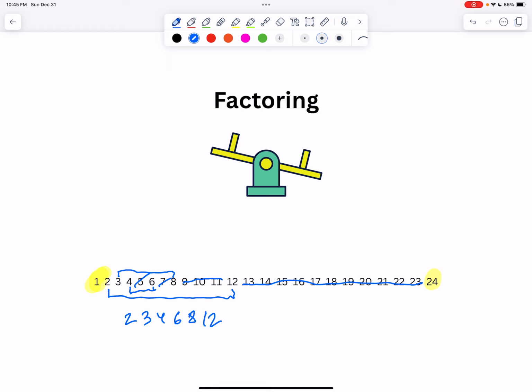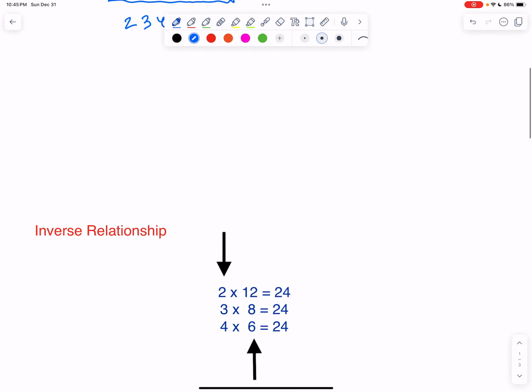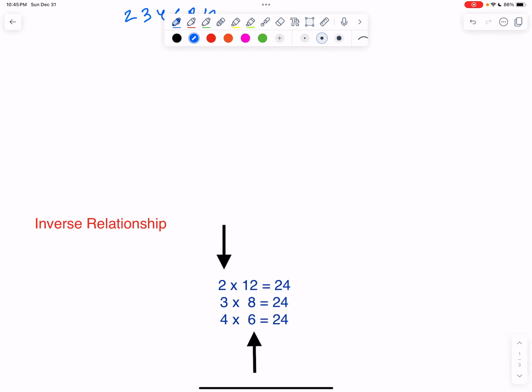These numbers: 2 times 12, 3 times 8, and 4 times 6. And as you see now, it works in a way like an inverse relationship. An inverse relationship is one where when one goes up, the other goes down. That's why we have this seesaw or teeter-totter here. As the 2 and the 3 and the 4 go up, the 12, the 8, and the 6 go down. 2 times 12, 3 times 8, and 4 times 6.